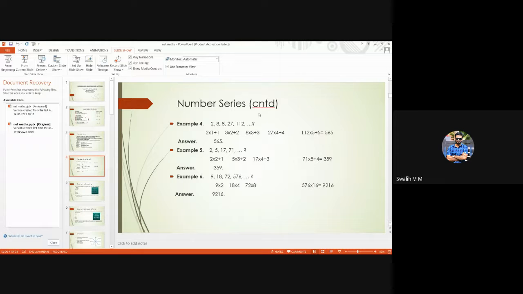So what you do is first check if there is a connection between the differences of the numbers. If you don't find that connection, then you do this, and check if this kind of relation is there.